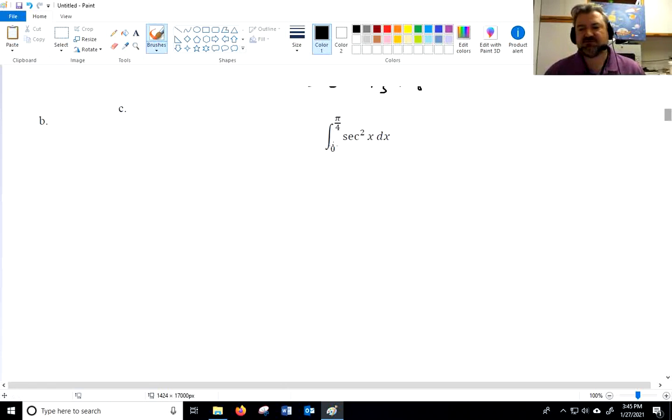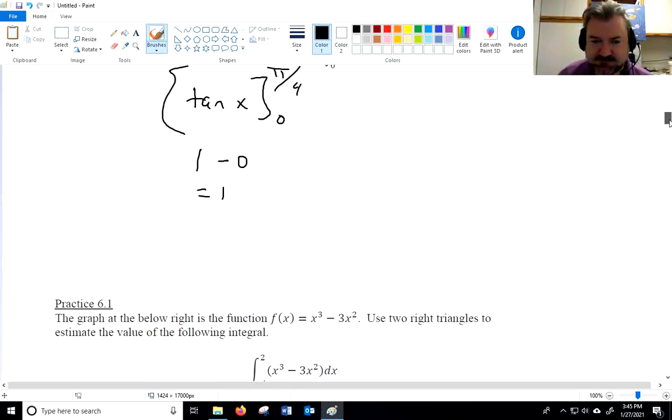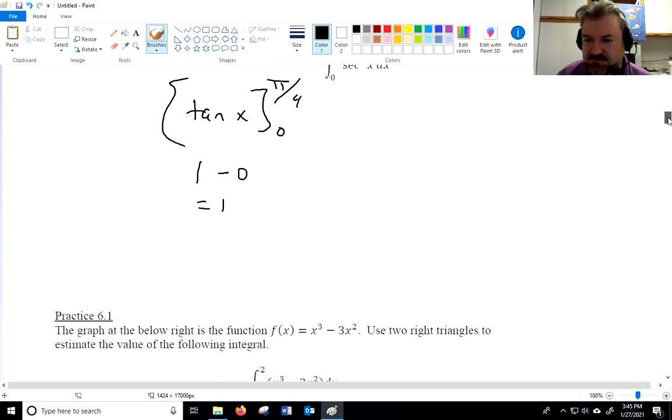All right, well, the integral of secant squared. What has a derivative of secant squared? That's tangent. So this must be tangent of x, which we're evaluating from 0 to pi over 4. The tangent of pi over 4 is 1. The tangent of 0 is 0, so the answer is simply 1. So yeah, that's the area under this curve from 0 to pi over 4.